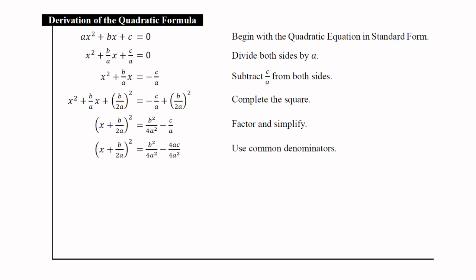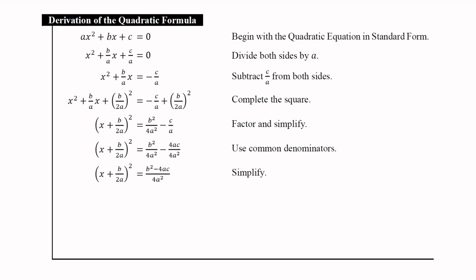Now, let's use common denominators on the right side. So nothing has changed on the left. We are going to multiply c over a by 4a over 4a. So we're going to multiply it essentially by 1 so that we can get a common denominator. And then we will simplify that right side into one fraction, b squared minus 4ac all over 4a squared.